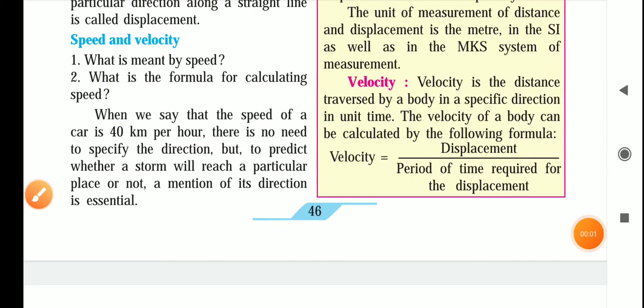Welcome friends. Today we'll be learning about speed and velocity. What is meant by speed, and what is the formula for calculating speed?